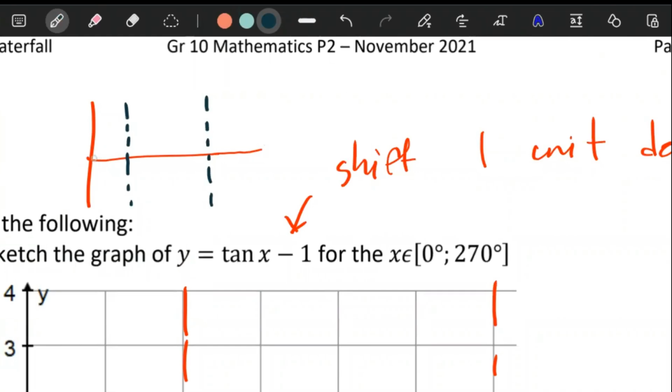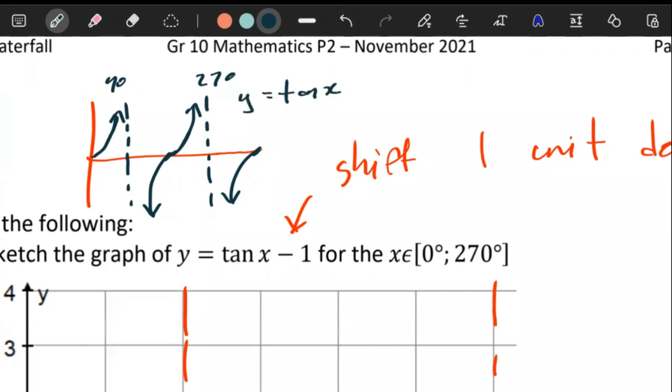And then this would have gone up in the middle here, this would have gone down here. So this is what it would have looked like, right? Between this would have been like 90 degrees to 270 degrees. The only difference now is this is a specific tan x. This is just y equals tan x, right?